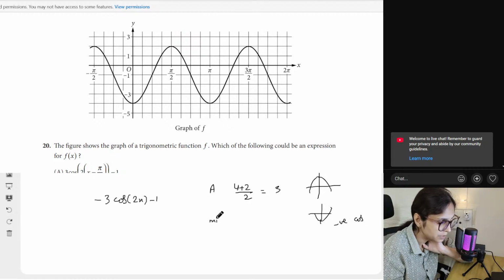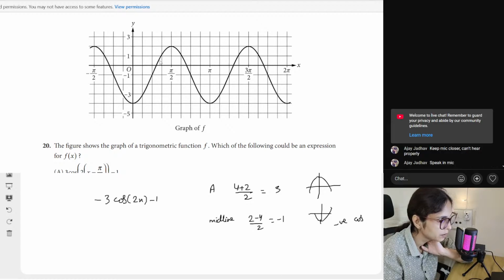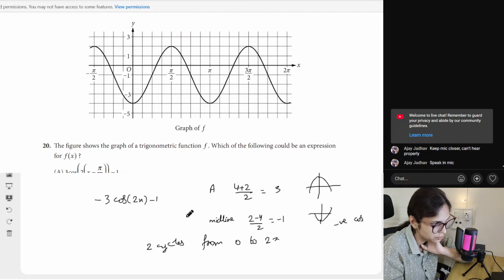Now for the midline, it is max plus min over 2. So 2 minus 4 divided by 2, that is -1. That is why you have -1 over here. And if you look from 0 to 2 pi, you are having 1 and 2 cycles. That is why this multiplication factor is 2. So 2 cycles from 0 to 2 pi. That is why this is 2.